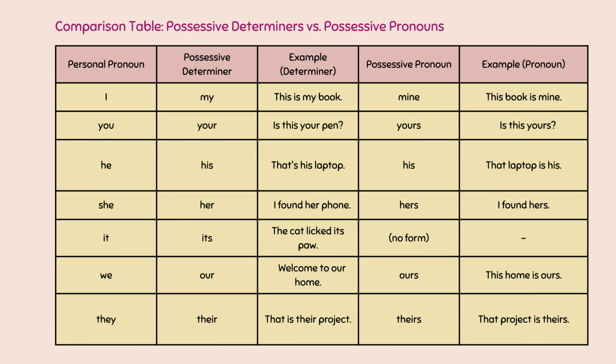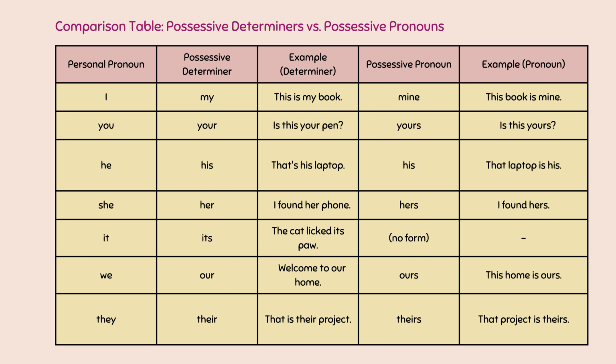Let's compare possessive determiners and possessive pronouns side by side. I. Possessive determiner, this is my book. Here, my comes before the noun book and shows who owns it. I. Possessive pronoun, this book is mine. Now, mine replaces my book. It shows possession without repeating the noun.